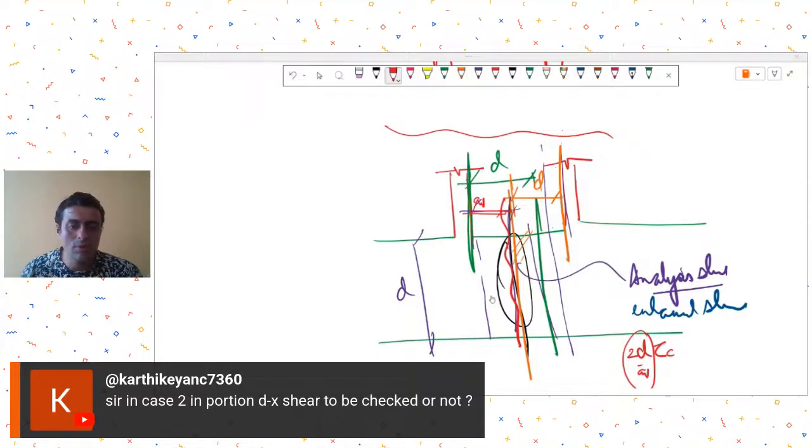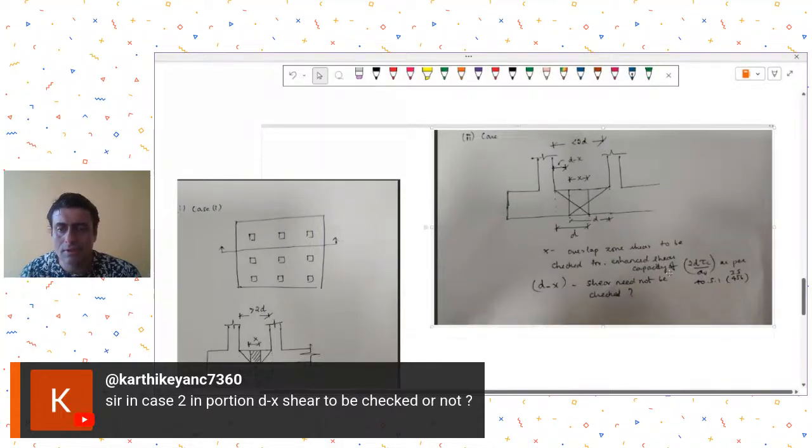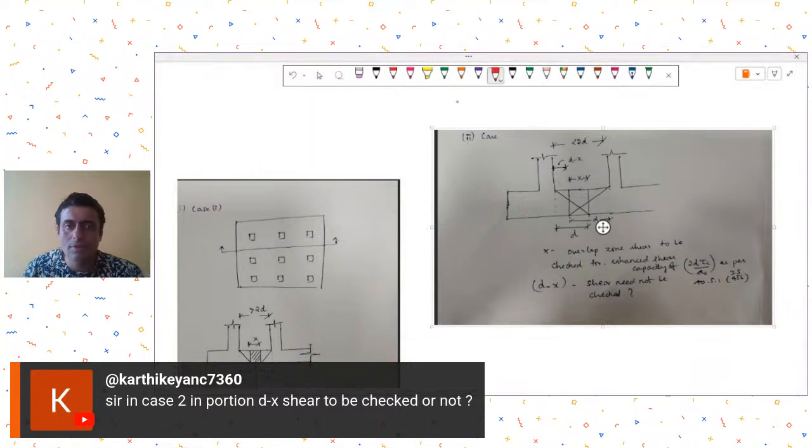In case 2, in portion d minus x, shear to be... I'm not clear what is d minus x. So from this face, he is saying, this is the d distance, and from this face, this is the d distance, and then what is d minus x? Acha, x is this overlapping, and this is d minus x. Don't get confused. See, d minus x is nothing but av.